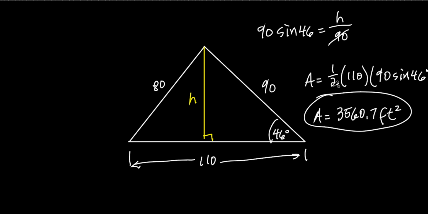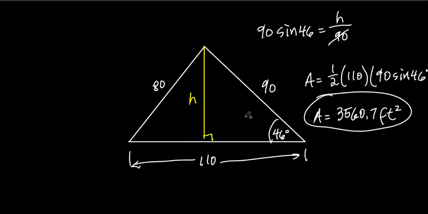Why do we use the 110? Because it's the base. It's the base of the triangle. Why don't we use the 80 and 90? It's not the base. Because the height and the base are perpendicular to each other. Remember, if you do base and height, whether it's a rectangle, whether it's a rhombus, whether it's a triangle, I thought we used a polygon formula, and no, that's only when it's a regular polygon. This is not a regular polygon.